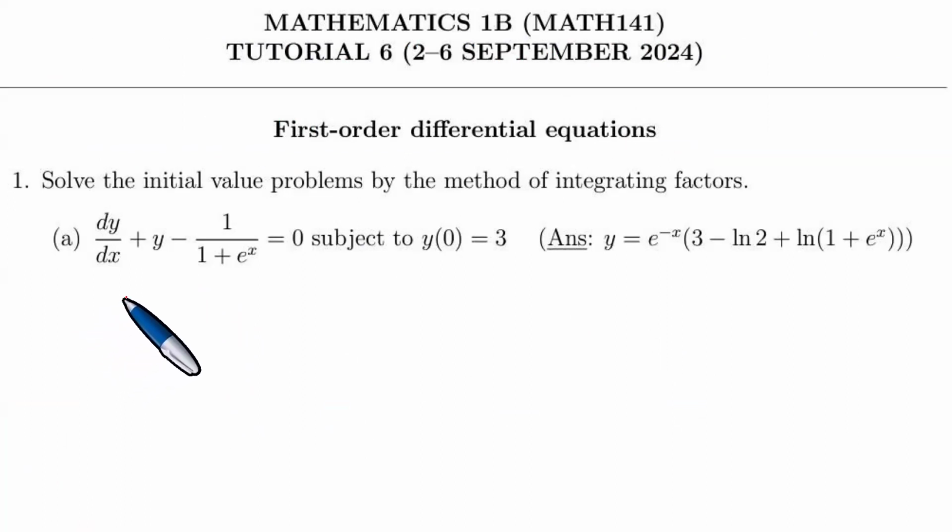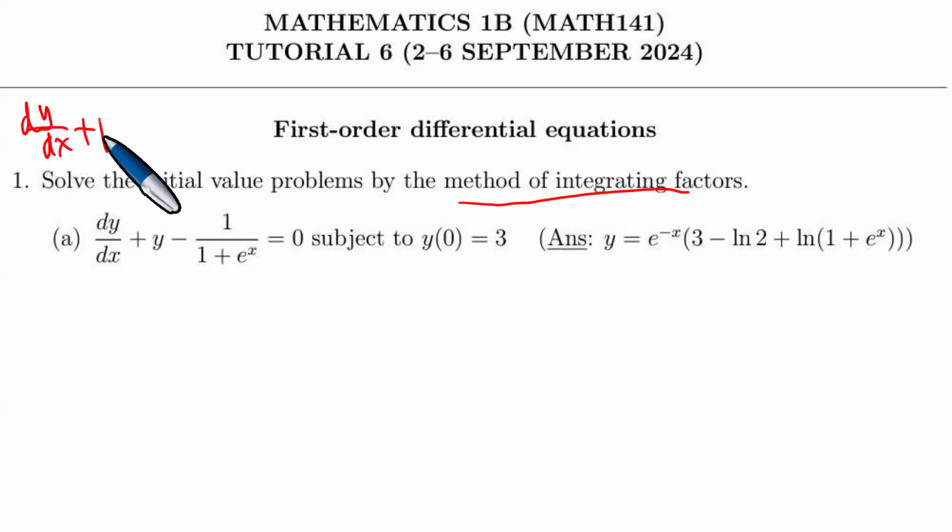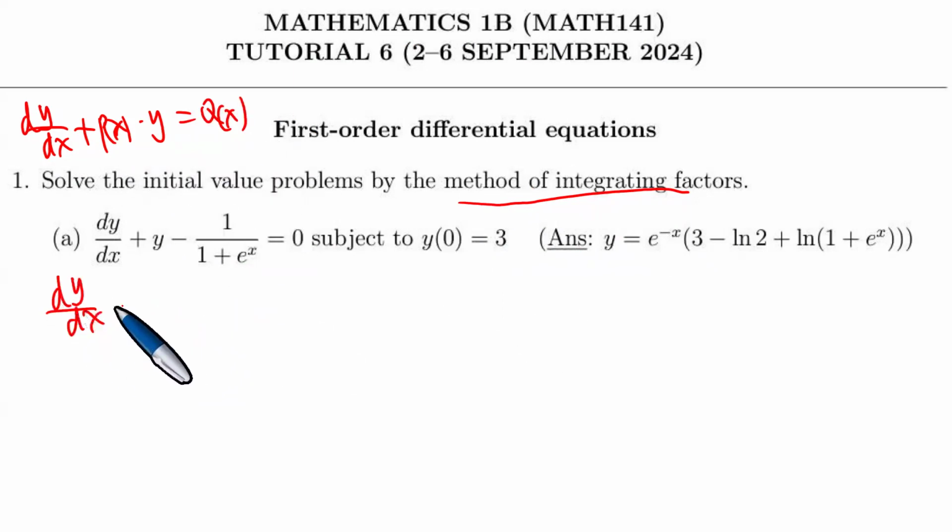Right, but first things first, this is the method of integrating factors. The method of integrating factors tells us that dy/dx plus p of x times y is q of x. So you must write it like that. dy/dx plus y is 1 over 1 plus e to the x.